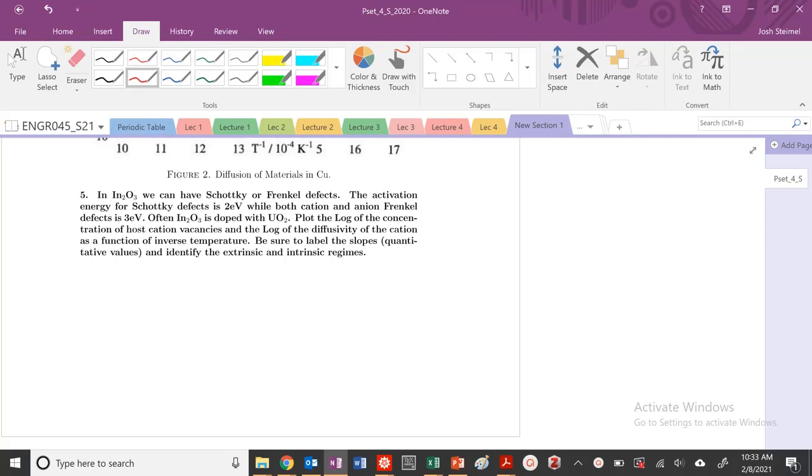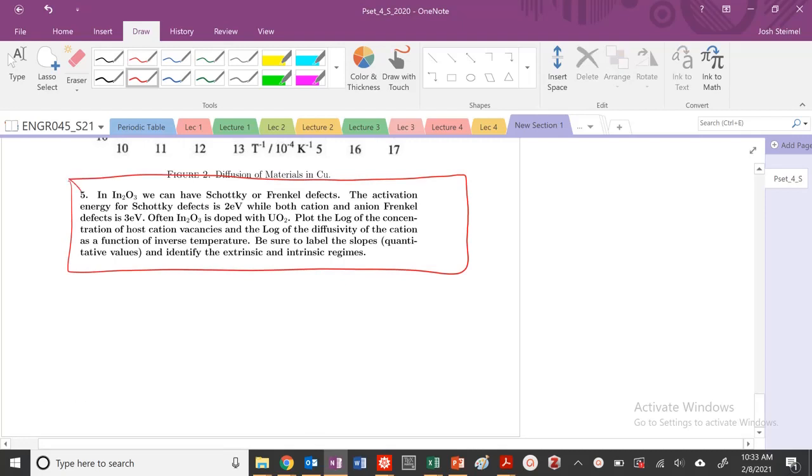We are back today, and I wanted to go through an example problem for writing the diffusion of materials using this Kröger-Vink notation and figuring out intrinsic and extrinsic reactions. So, in indium oxide, we could have Schottky or Frenkel defects. The activation energy, i.e., delta H_F, is 2 electron volts for Schottky defects, while for both cation and anion Frenkel defects it is 3 electron volts.